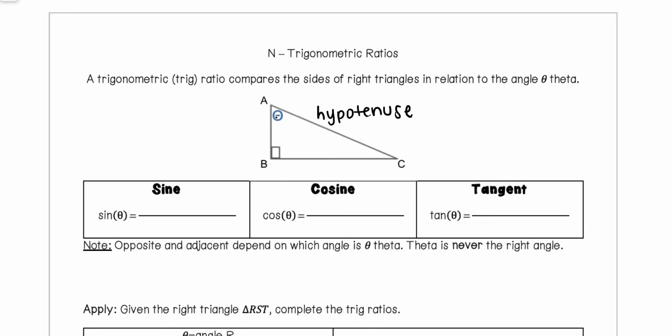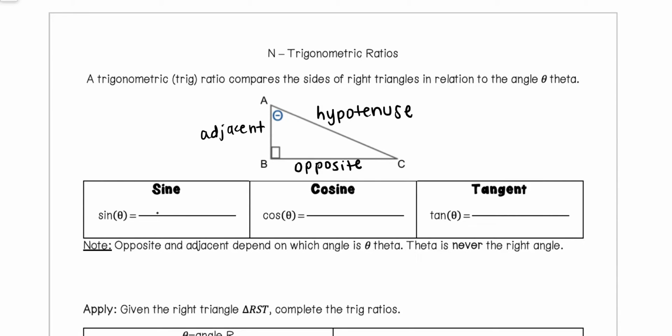But since we now have these two legs, we have to decide which one's opposite and which one's adjacent, and they're in relation to theta. The side that is opposite from theta, or angle A, will be across from it over here, BC. That will be our opposite. And then the side that is next to it, or adjacent, remember that word just means next to, is this side AB because it's directly touching that symbol theta. So we have three ratios that come out of this.